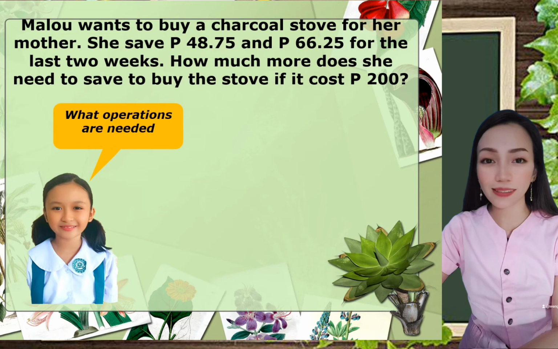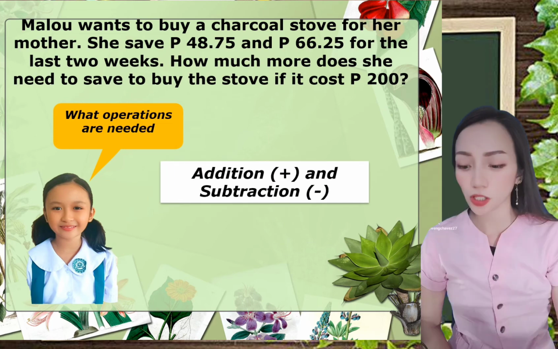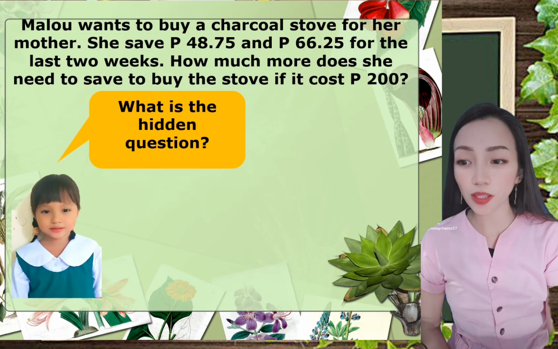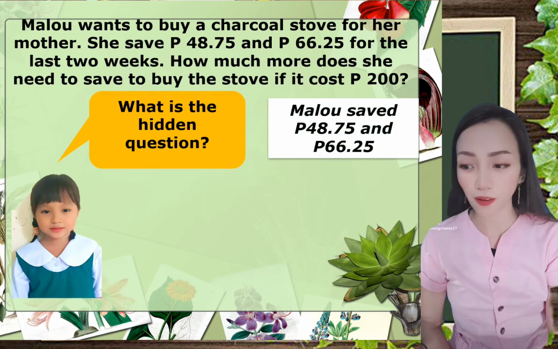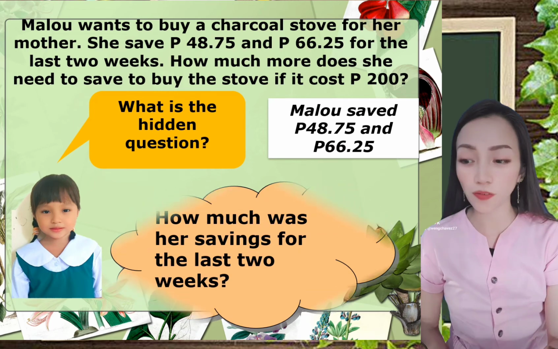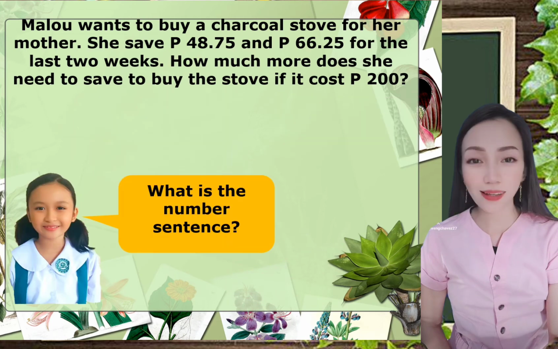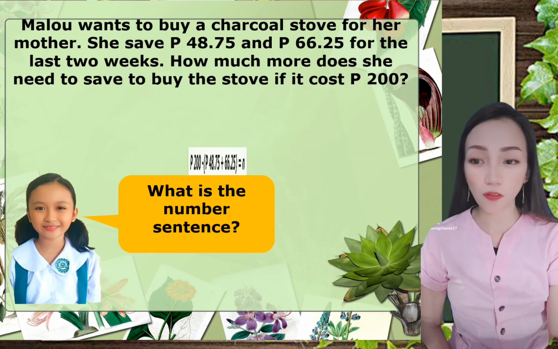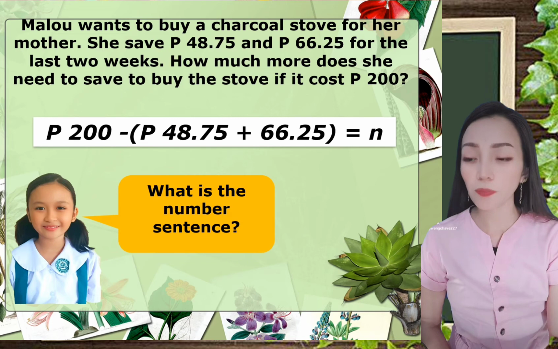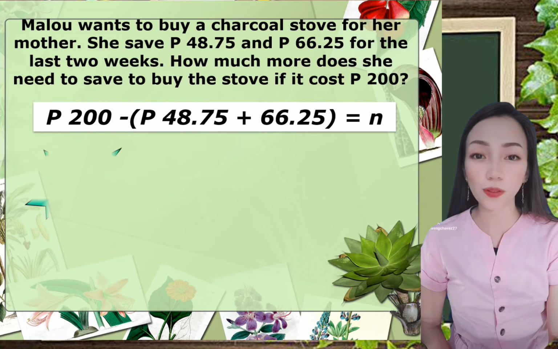What operations are needed? Addition and subtraction. What is the hidden question? Malu saved 48.75 and 66.25. The hidden question is, how much was her savings for the last 2 weeks? What is the number sentence? That is 200 pesos minus the sum of 48.75 pesos plus 66.25 pesos equals n, which is the unknown number.